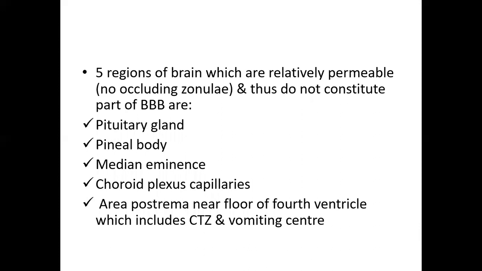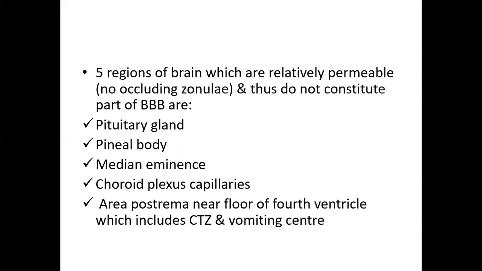So there are 5 regions in the brain which are relatively permeable and thus do not constitute part of the blood-brain barrier. As I've told you, the blood-brain barrier does not easily allow ionized or water-soluble compounds. Only highly lipid-soluble and non-ionized compounds are allowed. The blood-brain barrier constitutes an anatomical barrier as well as a functional barrier.